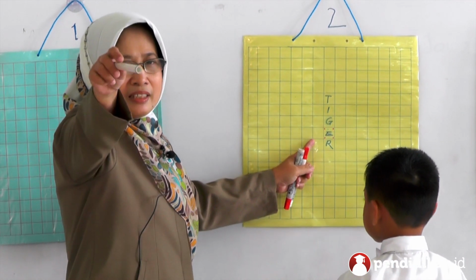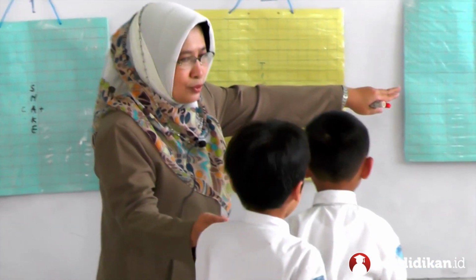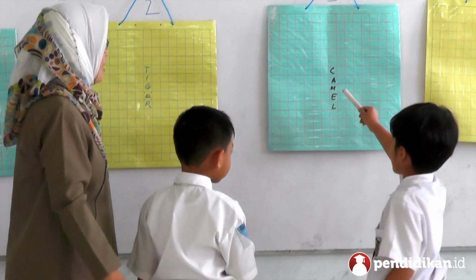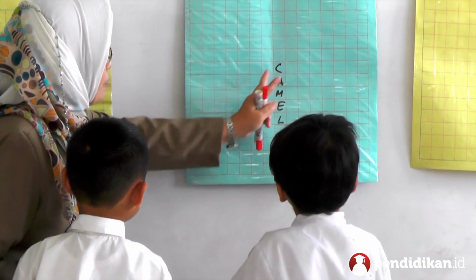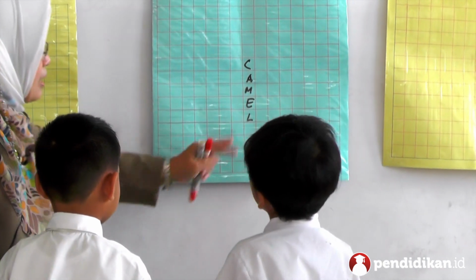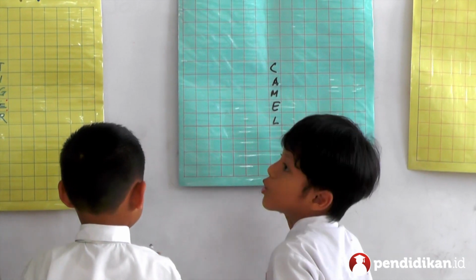Tiger. Oh yes, tiger. So you write the name of the other animal. Camel, do you know any animal that has this letter? I know C, camel. Oh, yes, you have camel, but write down the name of the other animals. Mouse. Mouse. Okay, good.